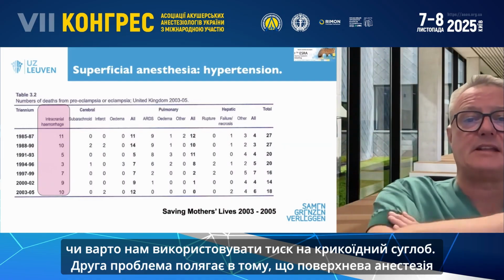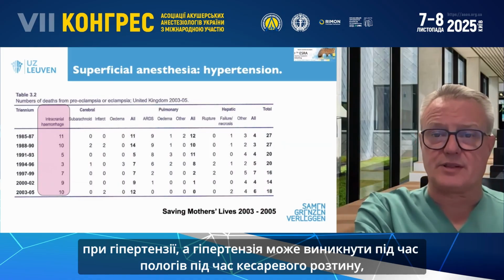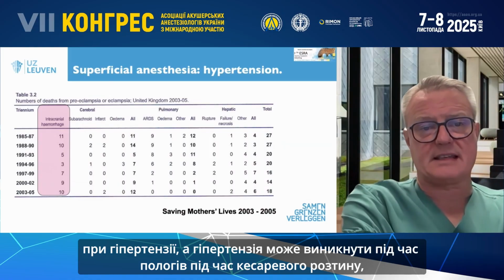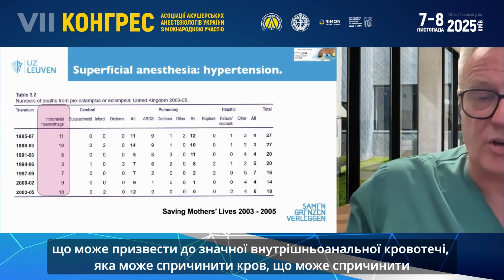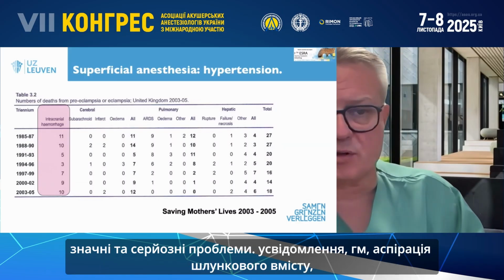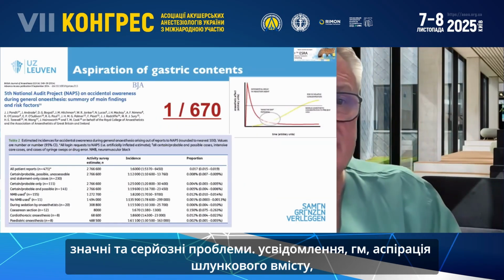The second problem is that of superficial anesthesia with hypertension, and hypertension can result at the time of delivery during a cesarean section in significant intracranial hemorrhage, which might cause significant and serious problems. Awareness.